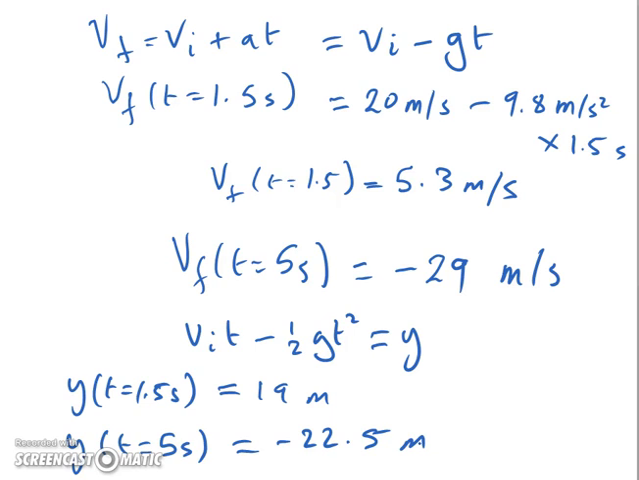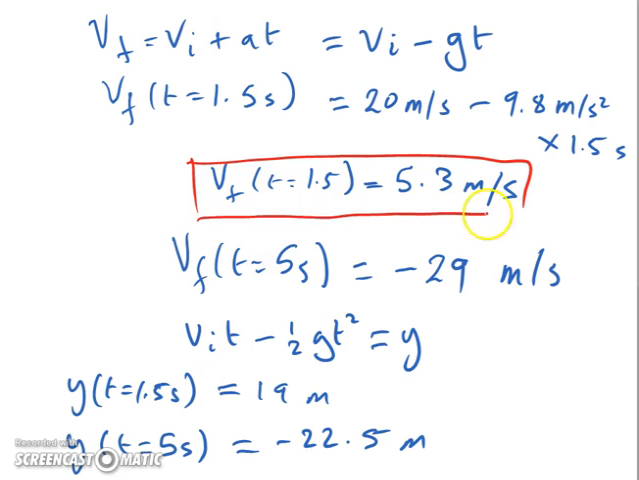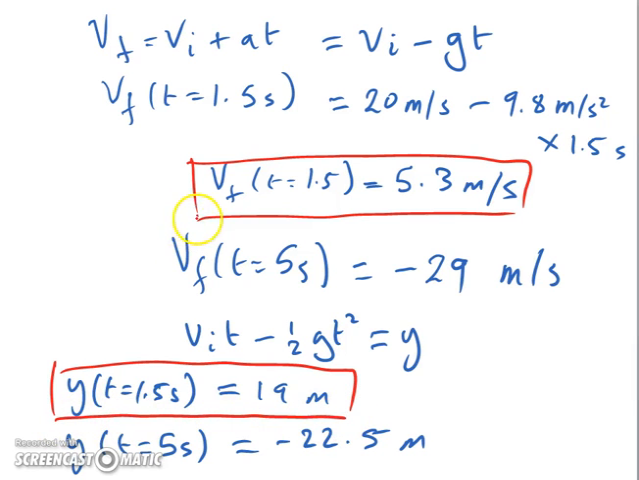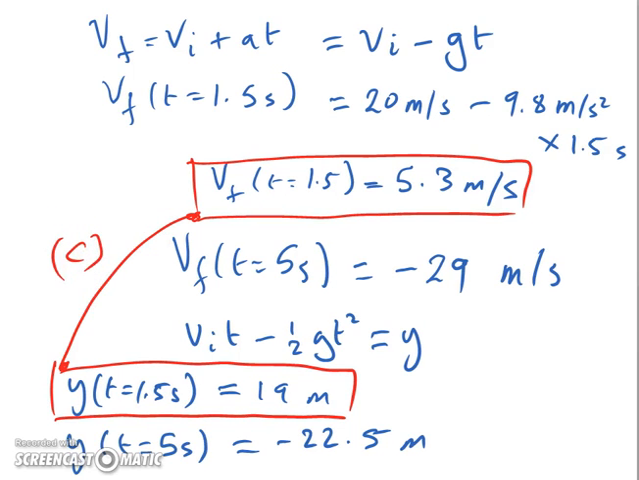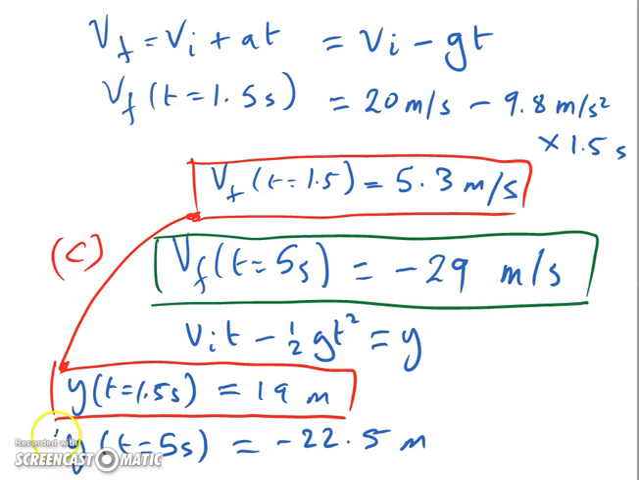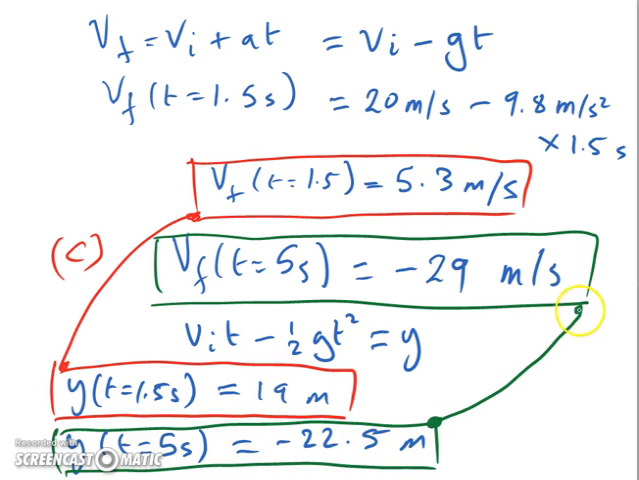So let's just couple together the two which belong together and point out that the velocity at time equals 1.5 and the distance at time equals 1.5, and those two together are part C. I have the luxury of an infinite number of colours on this computer, so we'll also point out that the final velocity at 5 seconds and the position at 5 seconds are coupled together, and this is part D. And we're done.